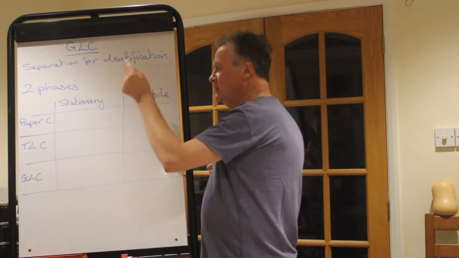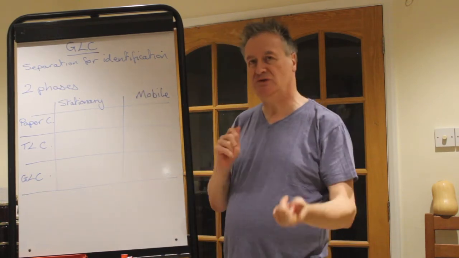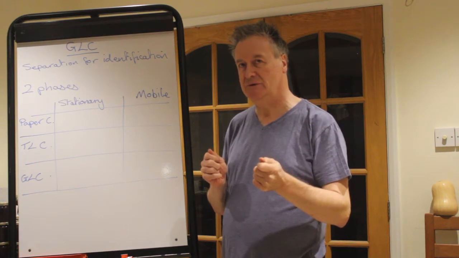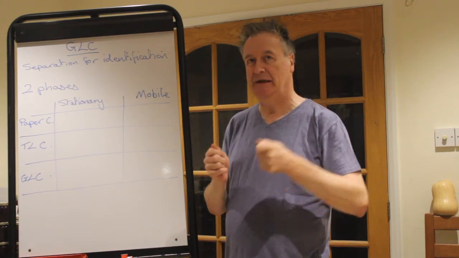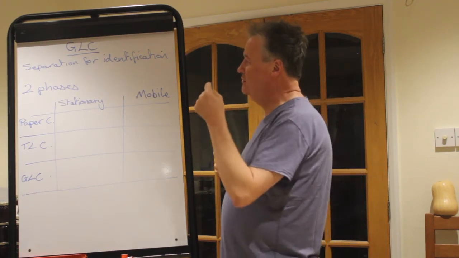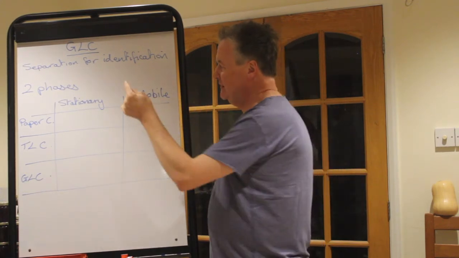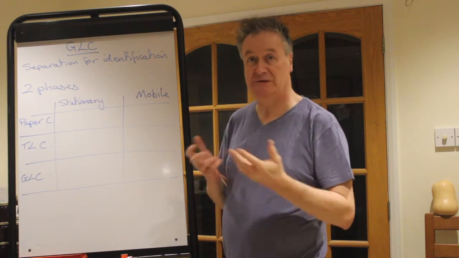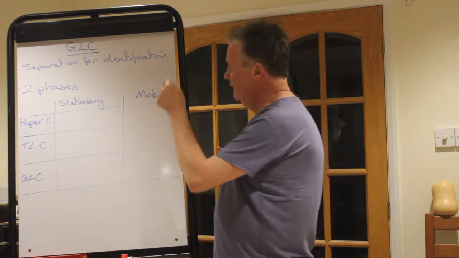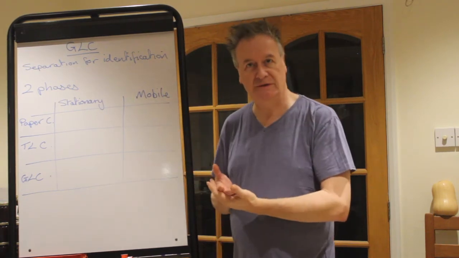All three of those work on phases. Phases being the two materials involved in separating your mixture. So there is always in chromatography what's termed a stationary phase, which does exactly that, it doesn't move, and a mobile phase, which does the opposite, which does move.